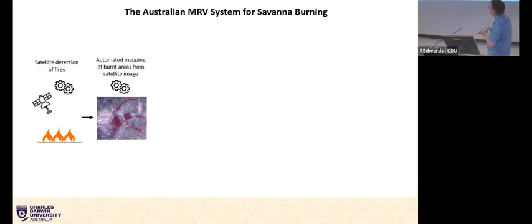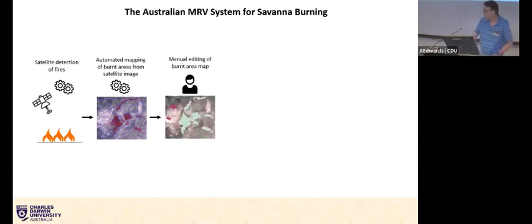We then worked out how to automatically map fires from that image using reasonably simple artificial intelligence. Then here's one of the key steps. That wasn't accurate enough. We got mappers to edit that automated mapping to ensure that it was accurate. And this was a very strong message from the fire managers. They needed these fire scar maps of burn areas to be as accurate as possible.